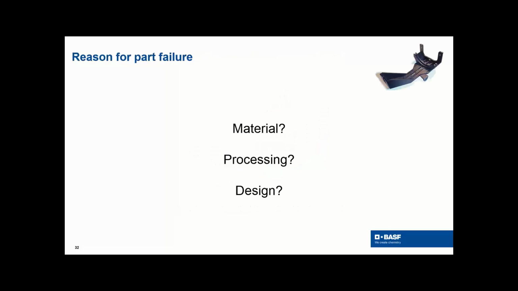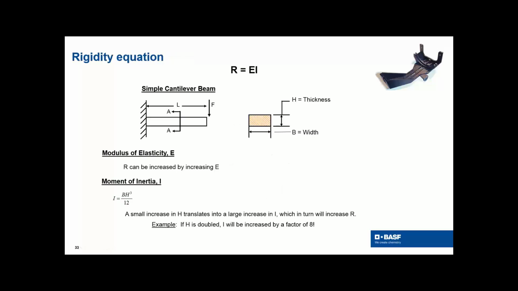So we looked at it and said, okay, well, why is it failing? Is it the material, like the engineer was indicating? Was it processing? Maybe they processed it wrong, or was it a design issue? So it's usually one of those three. Before we do too much, they talked about this being a stiffness issue. Okay, well, let's go back to our EI.